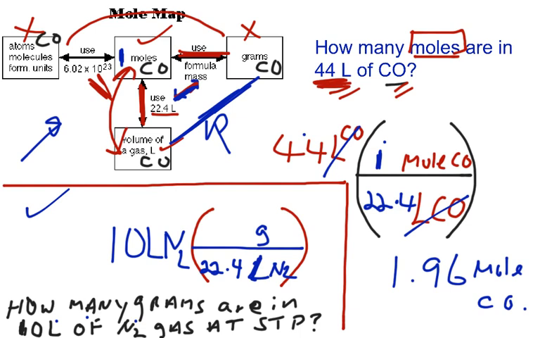All right, so what's the GFM of N2? You look on your reference table. I see that N is 14.0. So if it's N2, I'm going to multiply by 2, and that should give me 28. So I have 10 times 28, which is going to be 280, and 280 divided by 22.4 gives me 12.5.